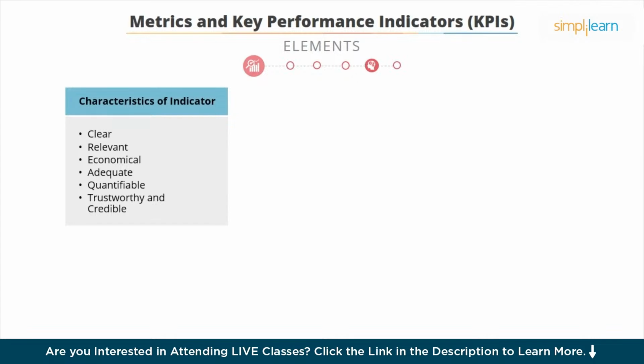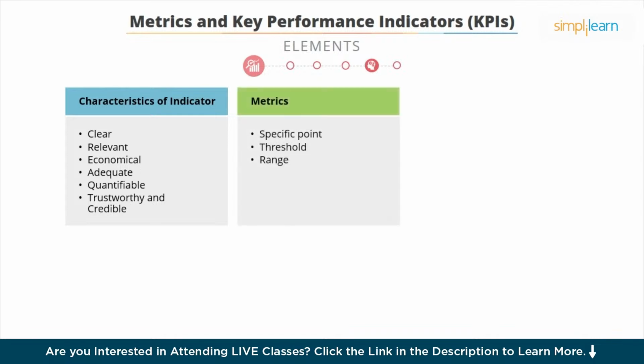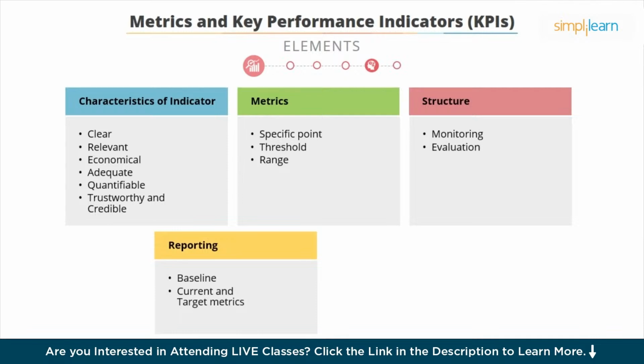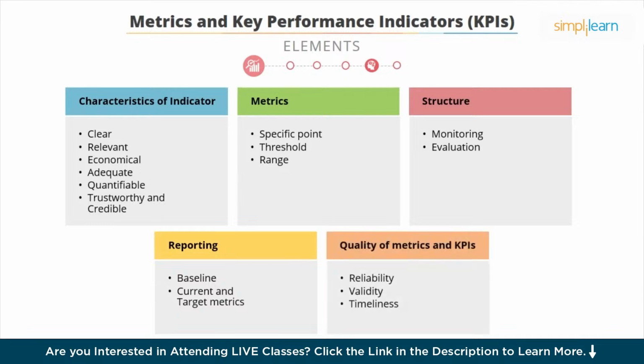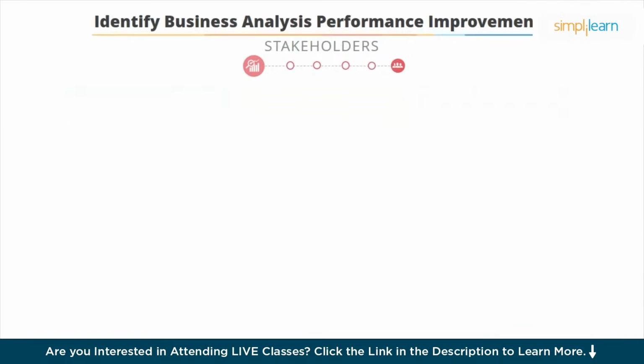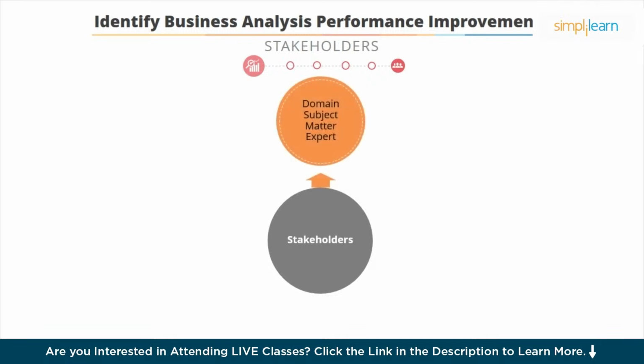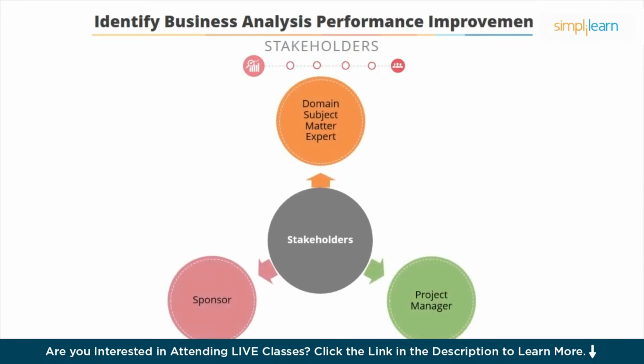Indicators should be clear, relevant, economical, adequate, quantifiable, trustworthy, and credible. Metrics can be a specific point, threshold, or range. Structure is establishing a monitoring and evaluation system. Reporting includes baseline, current, and target metrics. Visual presentation is more effective than tables. There are 3 factors in assessing the quality of metrics and KPIs: reliability, validity, and timeliness. The business analyst may involve a domain subject matter expert, project manager, and sponsor in identifying business analysis performance improvements.